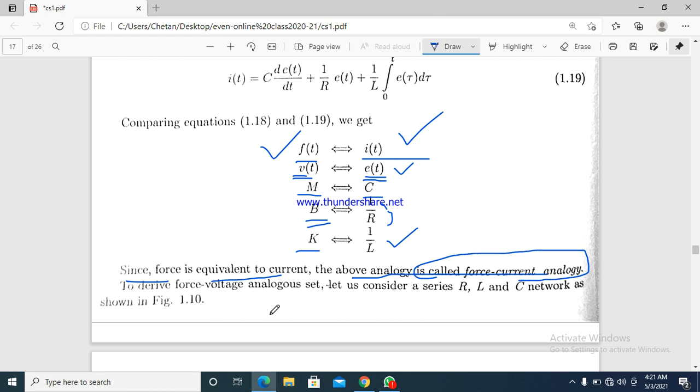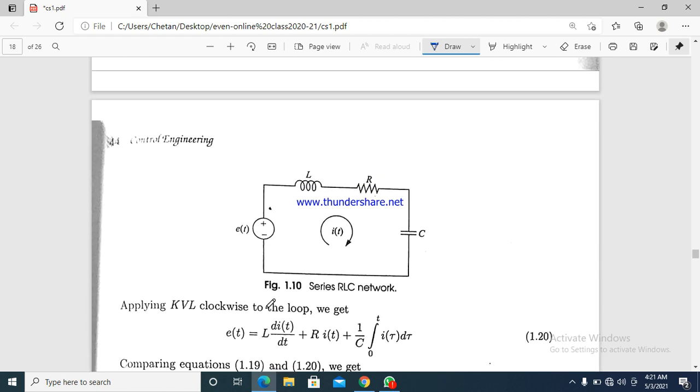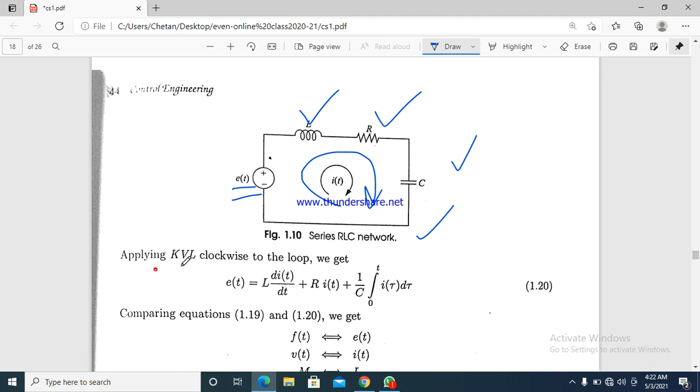To derive force voltage analogy set, let us consider series RLC network like this. L is drawn, R is drawn, C is drawn, I of T will be there, and E of T is also drawn. You can apply KVL for this. According to KVL, you can write down E of T equal to L into di by dt plus R into I of T plus 1 by C into integral from 0 to T of I of tau d tau.